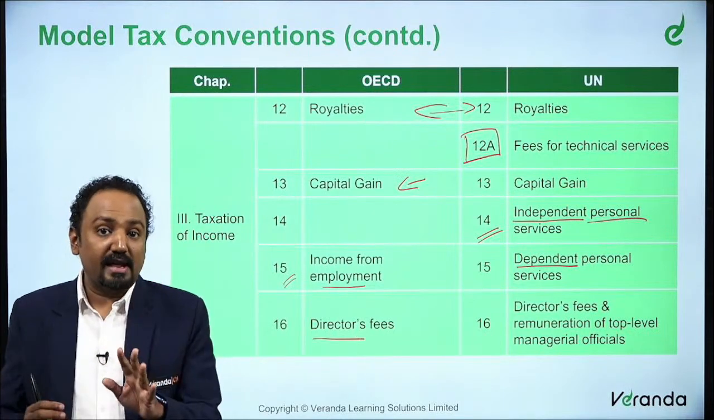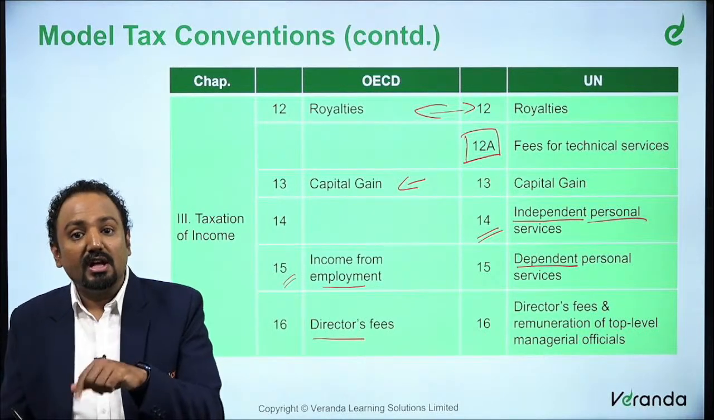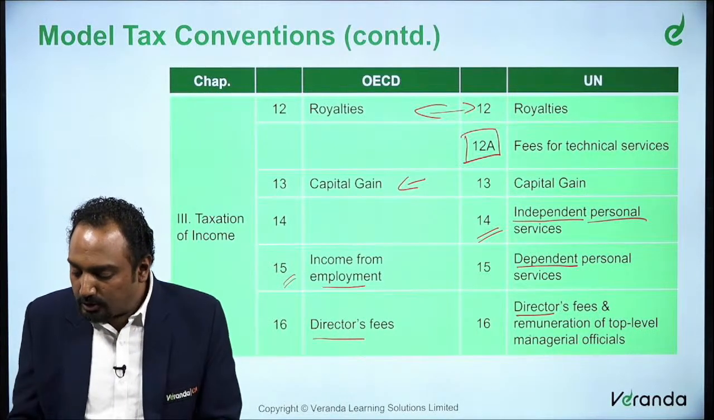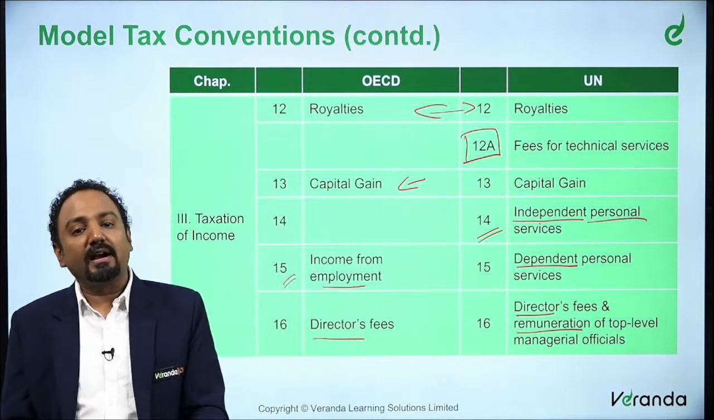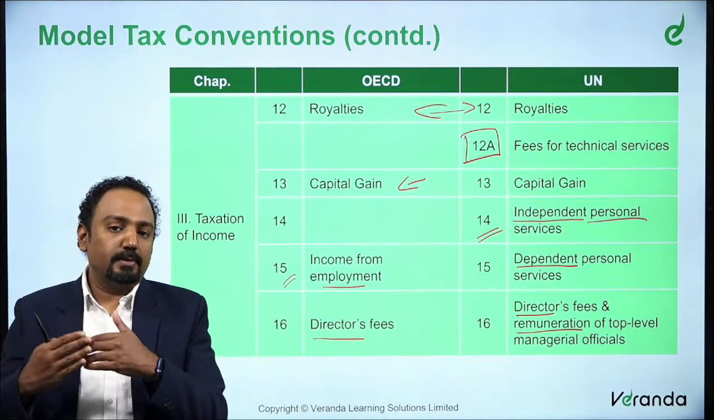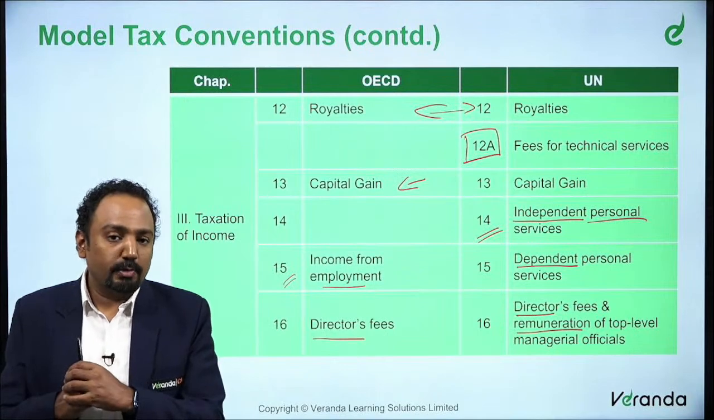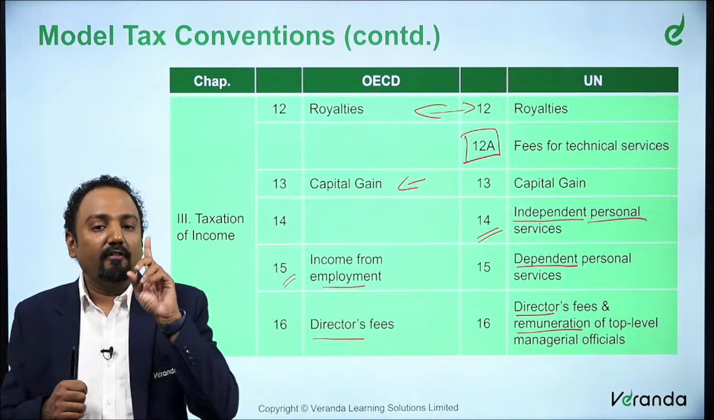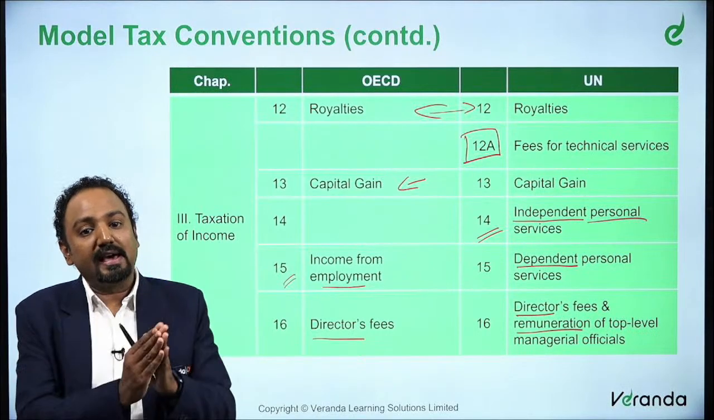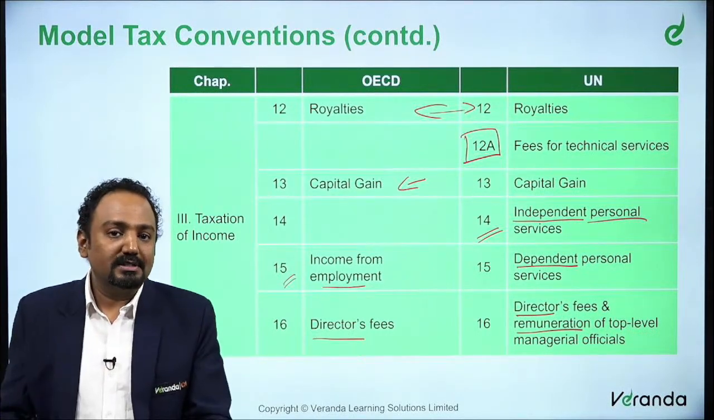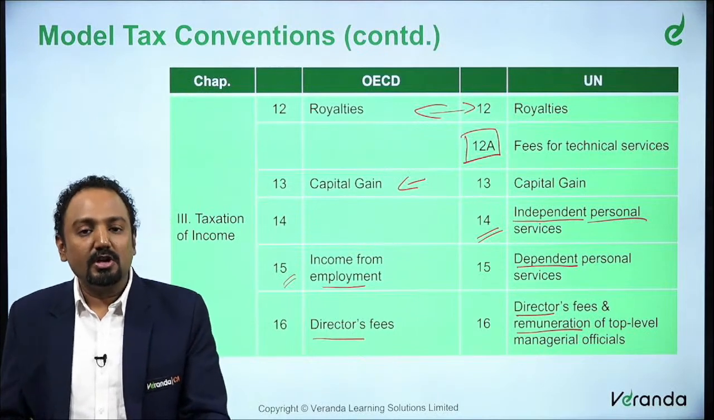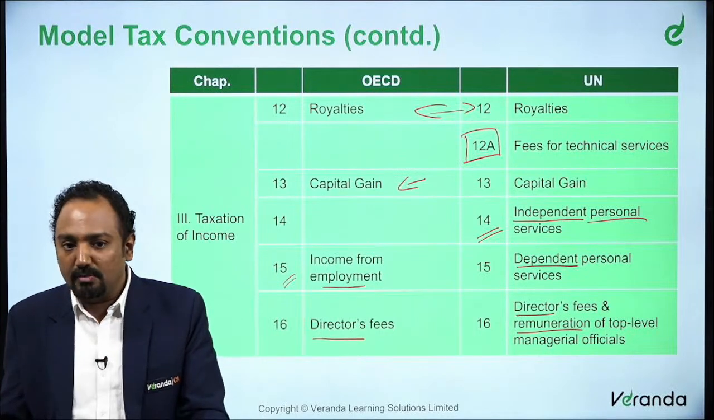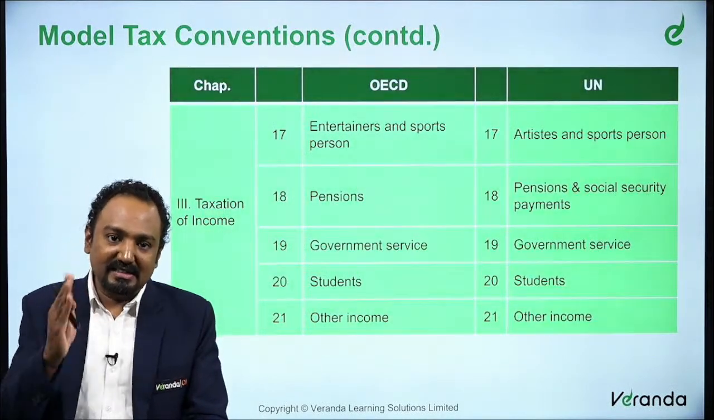OECD talks only about directors' fees, but the United Nations expands it not just to directors' fees, but also to remunerations of top-level managerial officials, that is the top management. Whatever remuneration is provided to the top management is also discussed in Article 16, whereas in the OECD, it is only for the directors' fees. You don't talk about the top management's remuneration. So that's the differentiation between the OECD model and the United Nations model. So that is for Article 16.